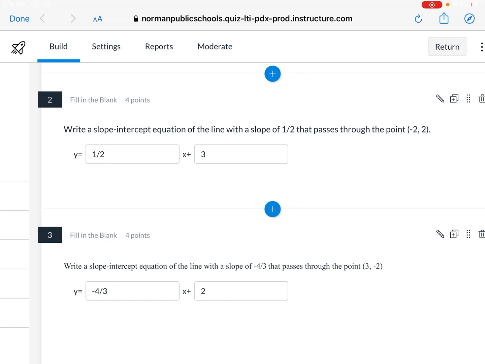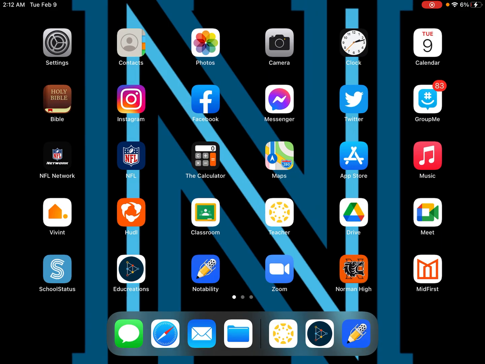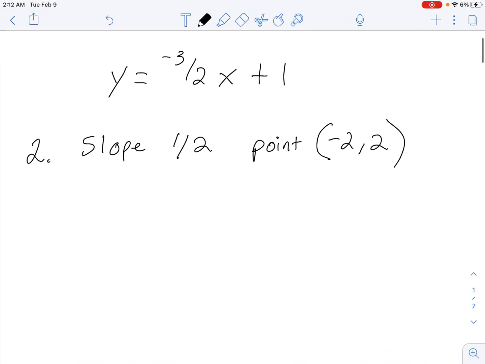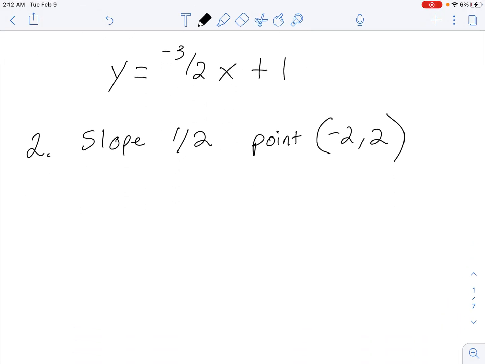So it says, write a slope-intercept equation, that means y equals mx plus b, of the line with a slope of 1/2 that passes through the point -2, 2. You can see that the answer is y equals 1/2 x plus 3. How did we get that? All right, so on number two, you've got a point, you've got a slope, so what you need is the point slope setup.